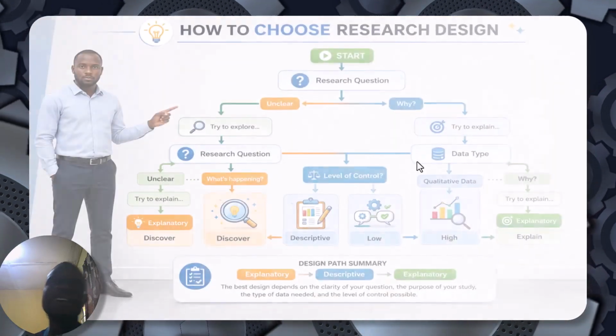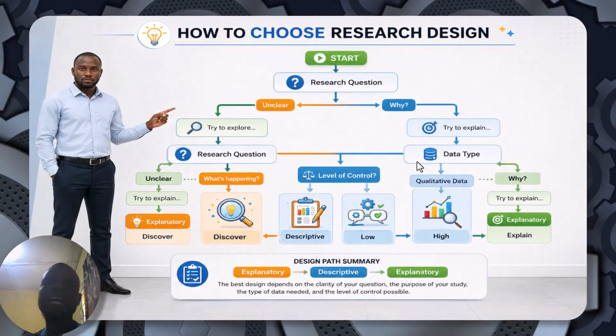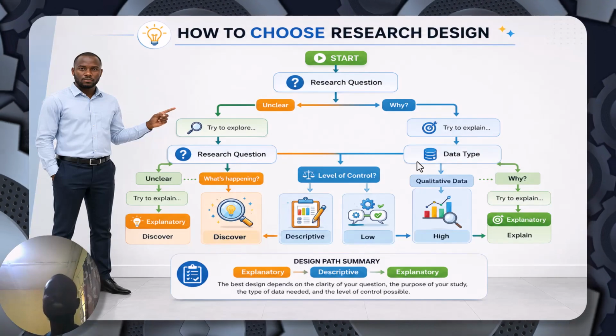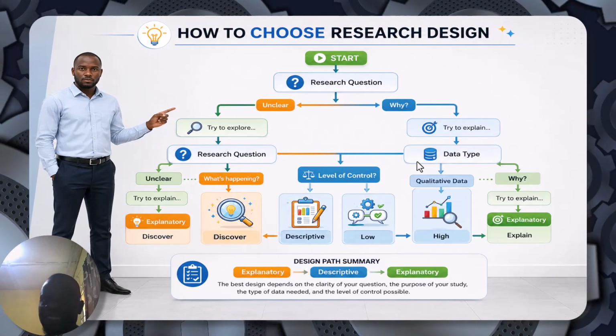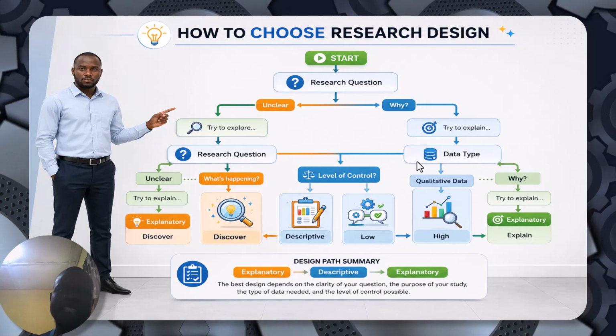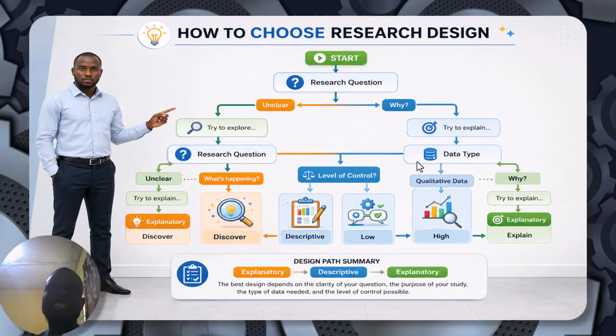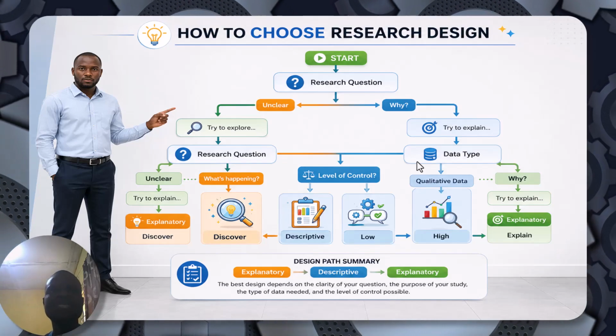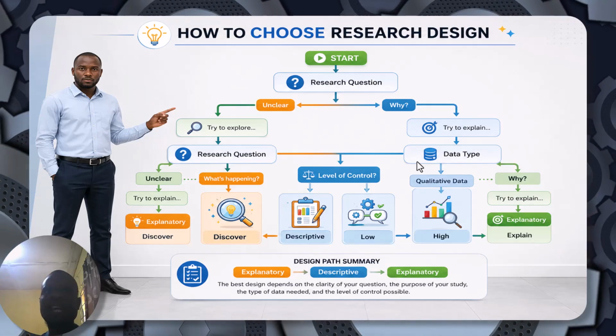Another way to understand research designs is by looking at their purpose. Exploring design is used when the research problem is not clearly defined. It helps you explore new ideas and gain initial understanding. For example, investigating how artificial intelligence is changing academic writing.